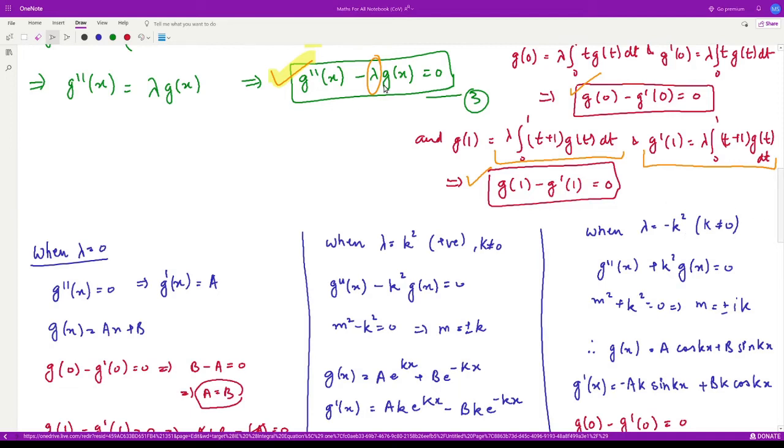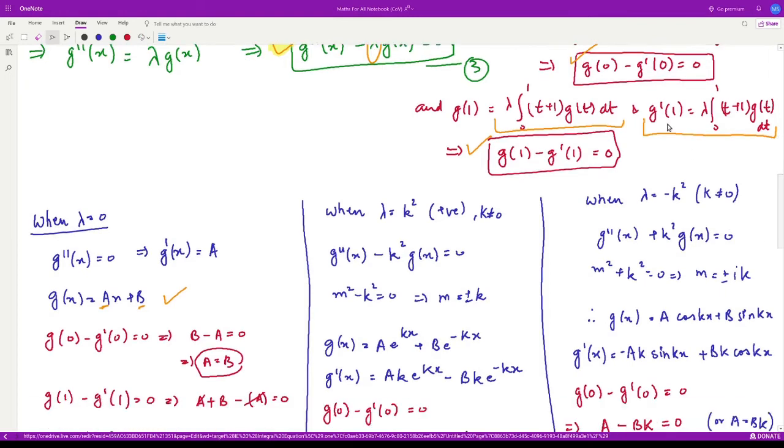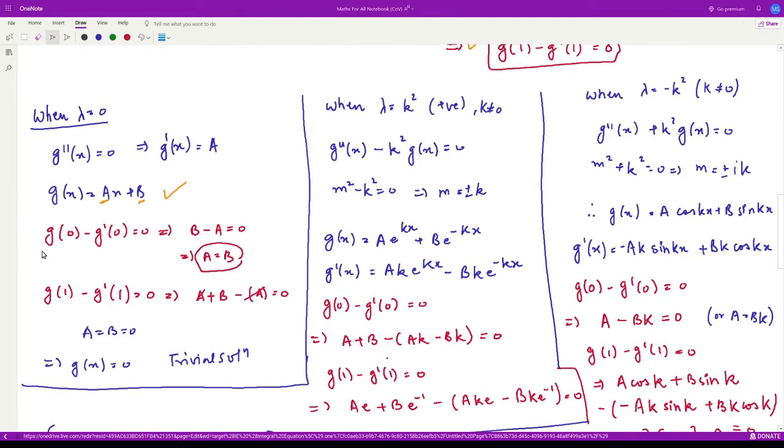So when lambda is 0, this equation becomes g double dash x is equal to 0. So when you integrate this, you'll get g dash x is equal to some constant, and when you again integrate this, you'll get this. Now we need to determine the values of a and b. For that we'll use the two boundary conditions. So g of 0 minus g dash of 0 is equal to 0. This gives you b minus a, because g is ax plus b. When you put x as 0, you will only get b. And g dash 0 would only be a. So from here you get a is equal to b.